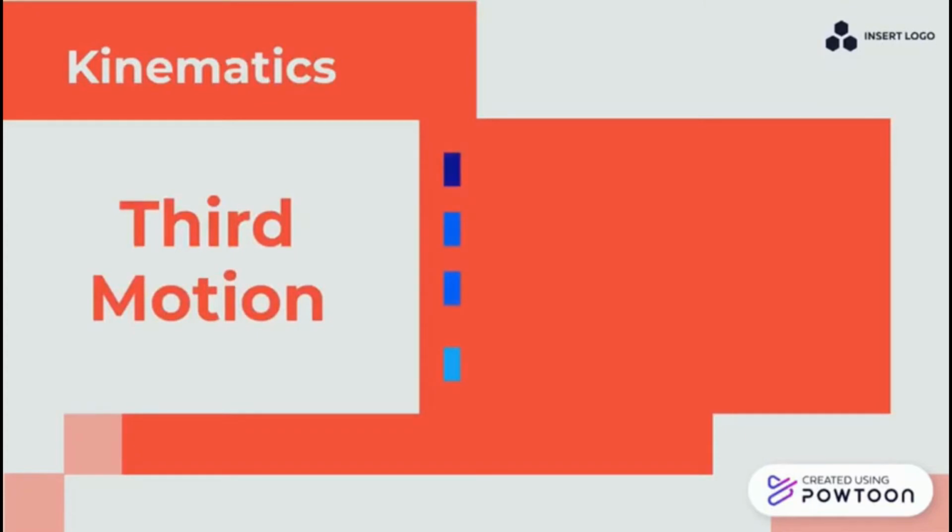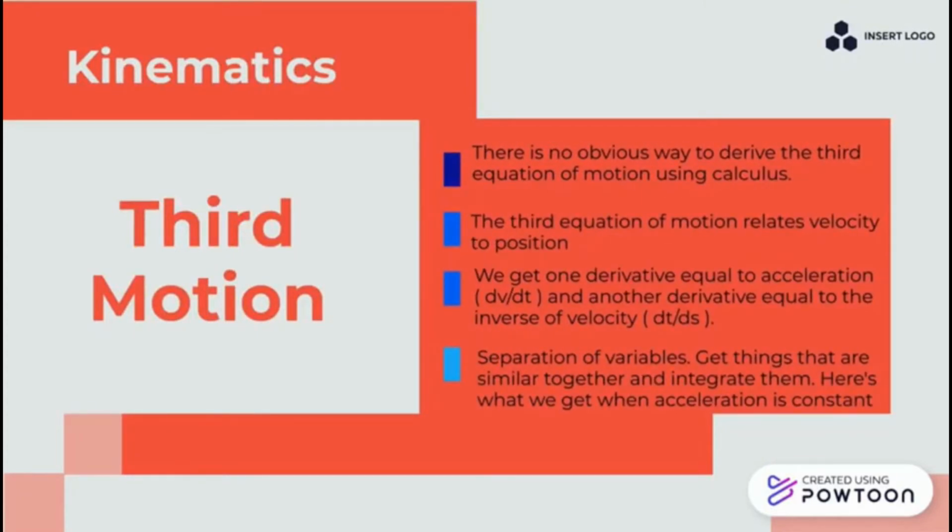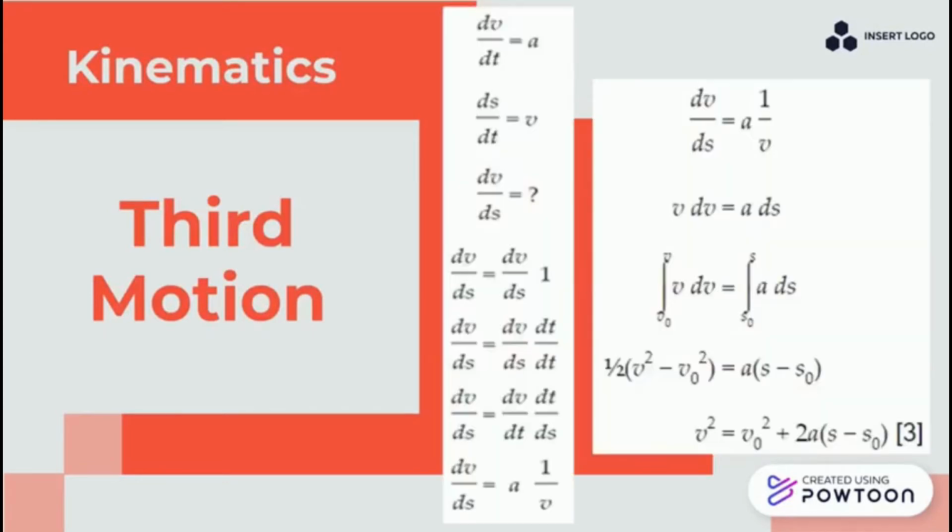For the third motion, there is no obvious way to derive the third equation of motion using calculus. The third equation of motion relates velocity to position. We get one derivative equal to acceleration and another derivative equal to the inverse of velocity. Separation of variables: get similar things together and integrate them. Here is what we get when acceleration is constant. This is the step for the third motion.